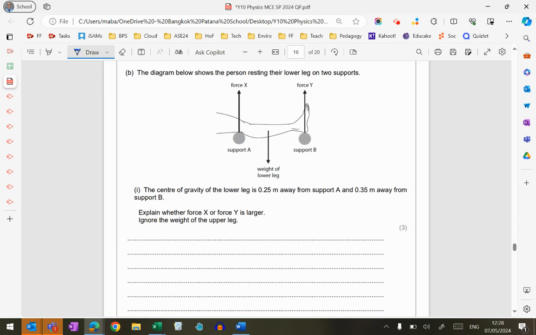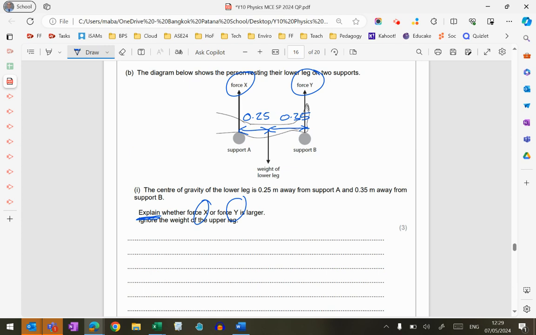Okay, now we're putting another support in position. And the center of gravity is 0.25 there, and this distance here is 0.35. Explain whether force X or force Y is larger. Okay, so we need to explain.